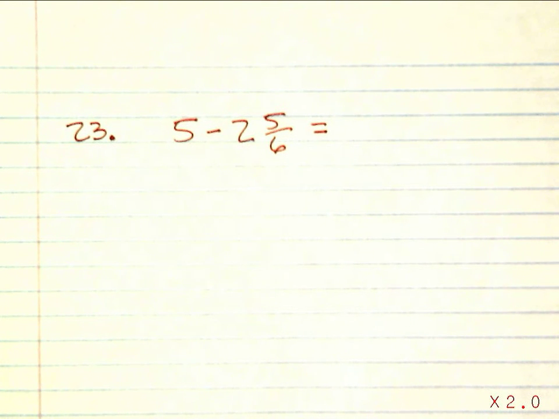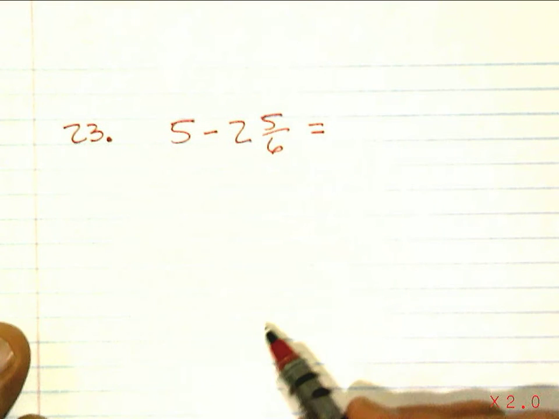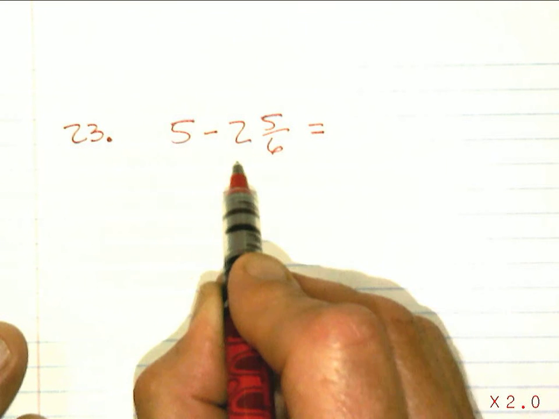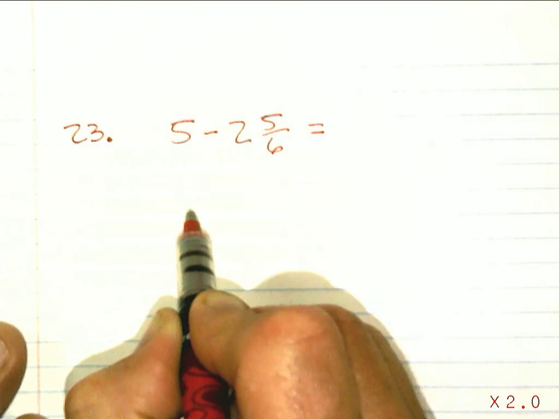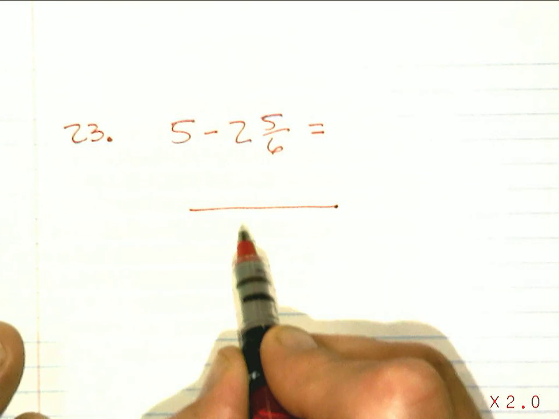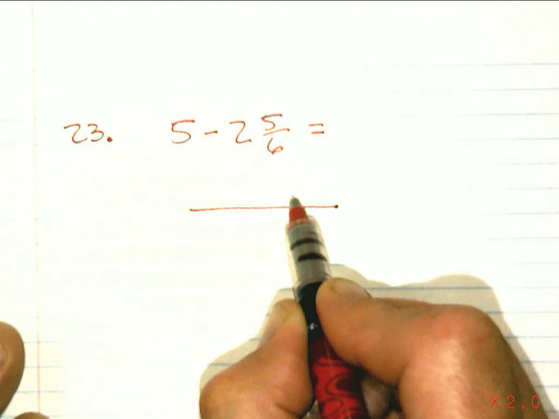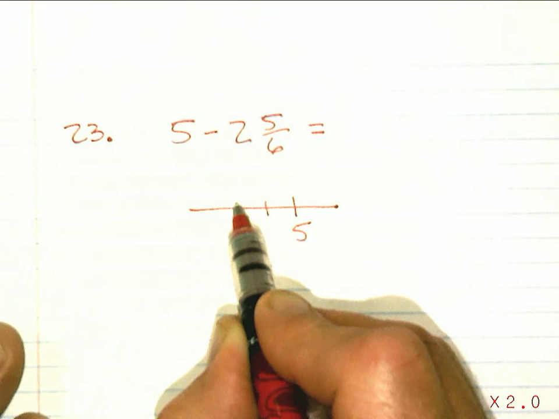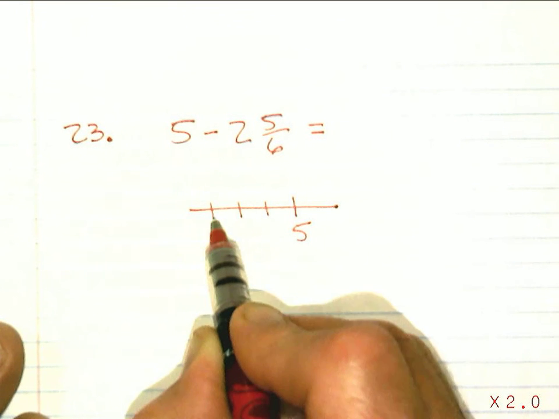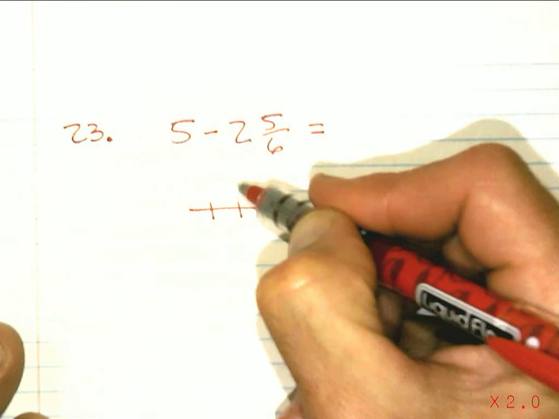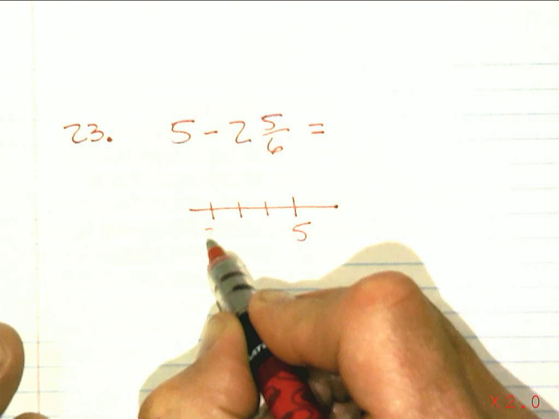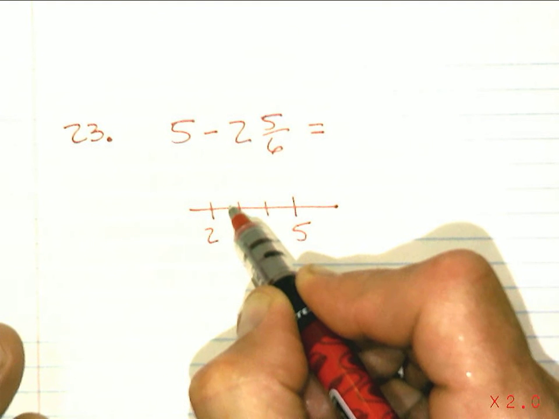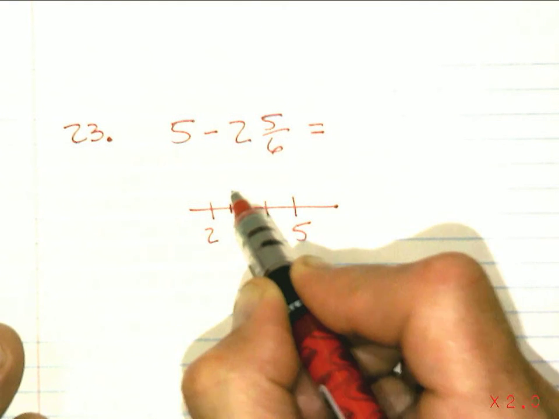On problem number 23, I want to think of this problem, rather than a subtraction problem, as a distance between two places on a number line problem. So follow me on this one. If I think of where 5 is on a number line, and then I have 4, 3, and then 2, and 2 and 5/6. So here's 2, and then 5/6 more is almost all the way to 3. So somewhere around in here might be 2 and 5/6.